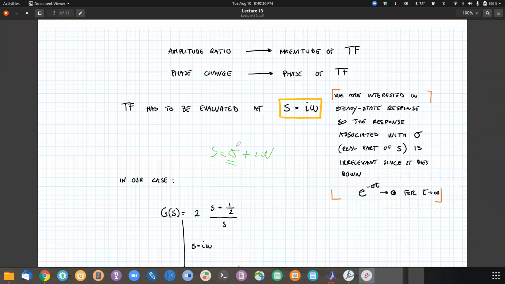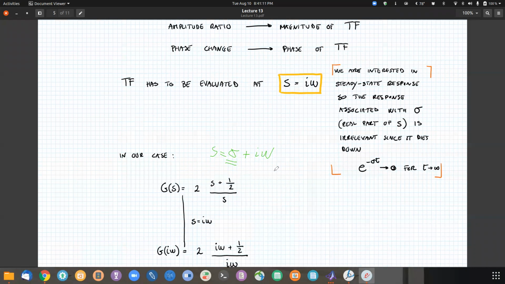the response associated with the real part of a complex number, if you remember, is associated with the exponential function. So since we are dealing with stable systems for the most part, then e to the minus sigma t just goes to 0 when time goes to infinity, or for the steady state portion of the response. So really the only factor that will remain is i omega. It is the oscillating part of the response, and that's exactly what we have.